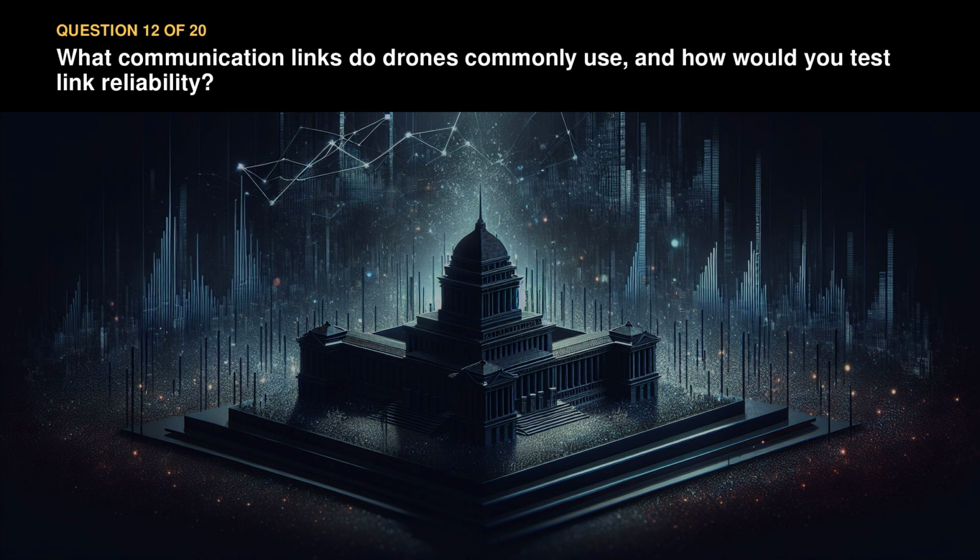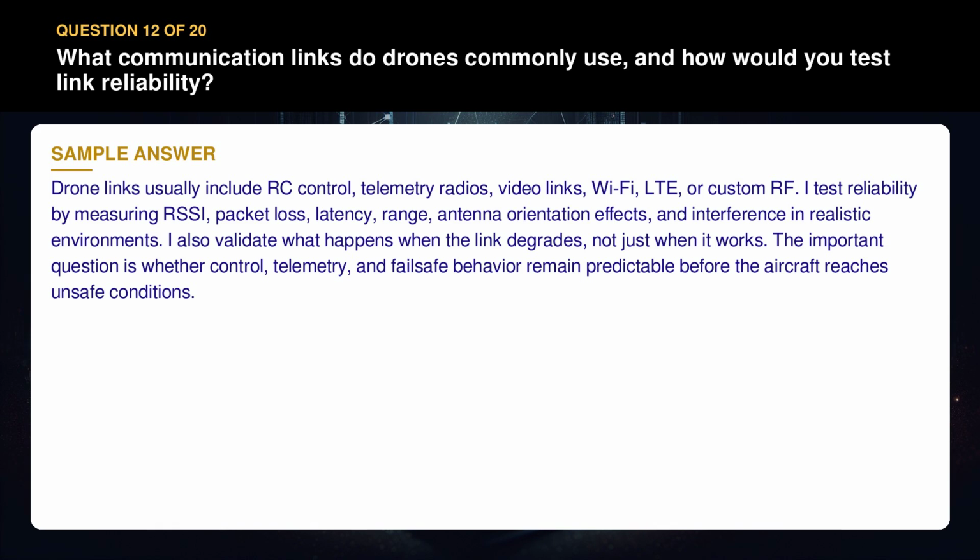Question 12. What communication links do drones commonly use, and how would you test link reliability? Drone links usually include RC control, telemetry radios, video links, Wi-Fi, LTE, or custom RF. I test reliability by measuring RSSI, packet loss, latency, range, antenna orientation effects, and interference in realistic environments. I also validate what happens when the link degrades, not just when it works. The important question is whether control, telemetry, and fail-safe behavior remain predictable before the aircraft reaches unsafe conditions.